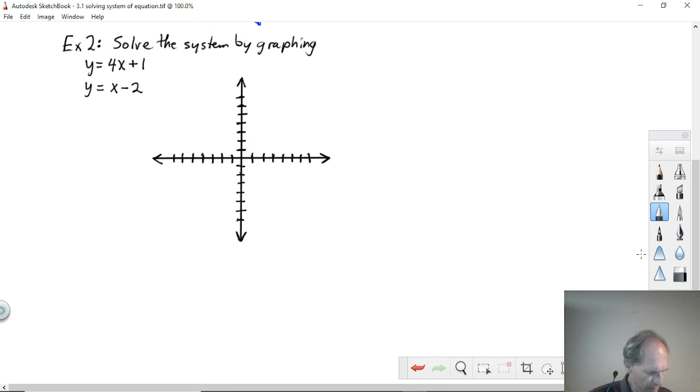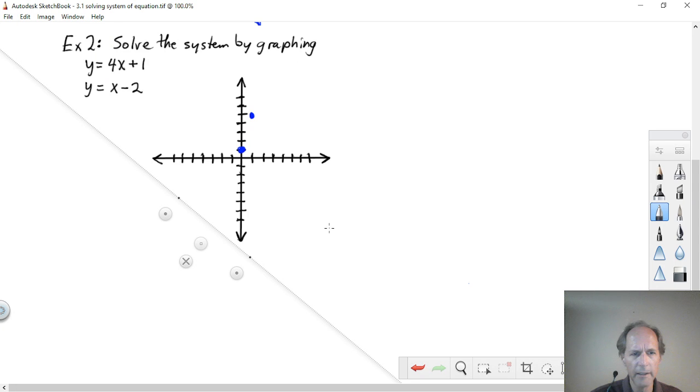Okay, so just a couple more equations to graph. And the first one has a y-intercept of 1. So we'll draw that in. Has a slope of positive 4. So rise over run, they're both positive. 1, 2, 3, 4 is our rise. Our run is 1. That gives us a point. We have 2 points now, and we will draw the line.